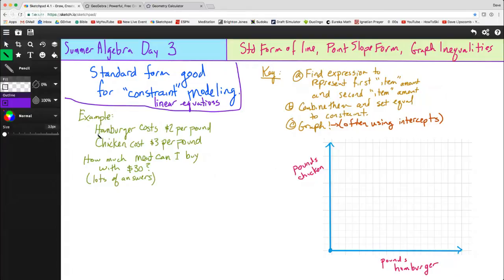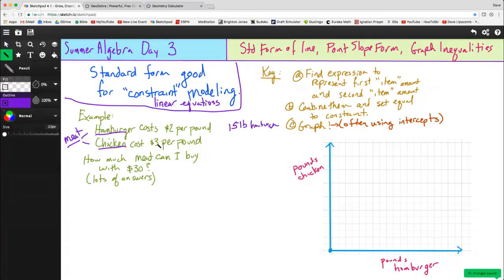We have hamburger meat that costs $2 per pound. I'm at the grocery store and I have $30. The question is, how much meat can I buy? Chicken is meat and hamburger is meat, these are both meat. How much can I buy with $30? There are actually a lot of answers. One thing you can do is buy all hamburger, 15 pounds of hamburger.